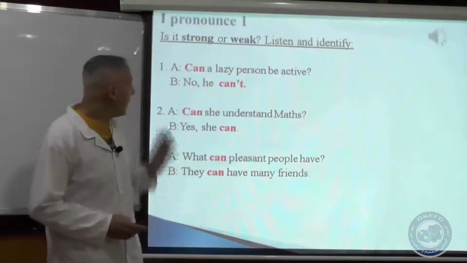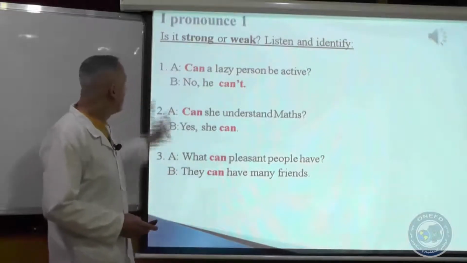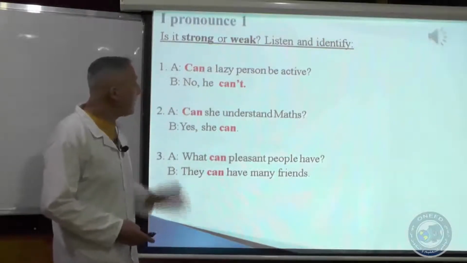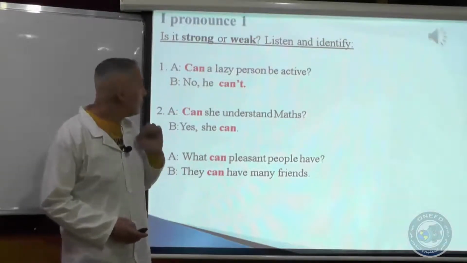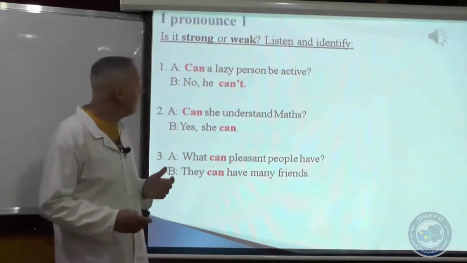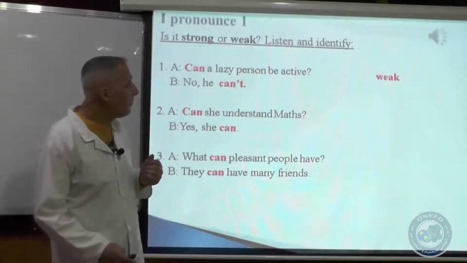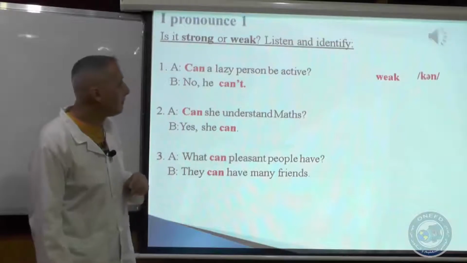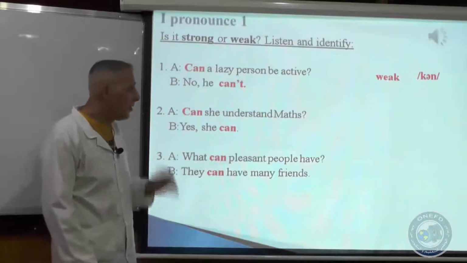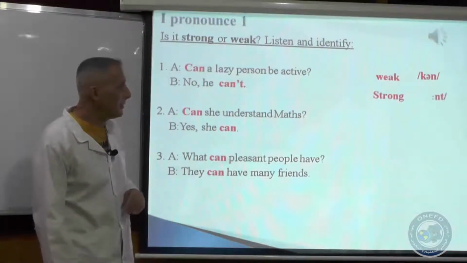Alright, let's identify the sound of the modal word can. Number 1. Can a lazy person be active? Is it strong or weak? Yes, it is weak. Yes, the symbol is like this. The answer? No, he can't. Of course, it is strong. This symbol.